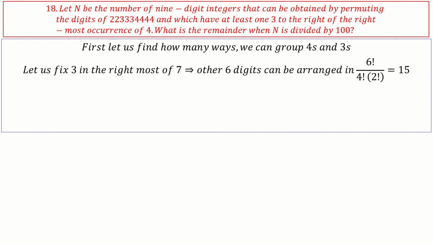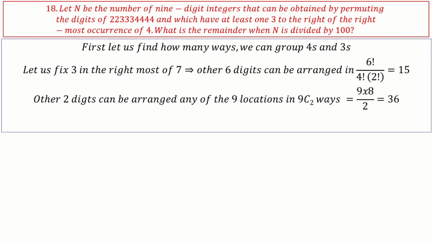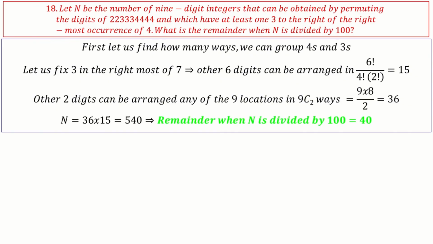Now these are the 7 digits arranged. Now I am left with the 2 twos. These 2 twos can be placed anywhere in between, at the front and back. So total 9 locations I will have with the 7 digits, correct? In between, and the beginning and ending. So in the 9 locations, anywhere I can keep these 2 twos. There is no rule for this one. So that can be arranged in 9C2 ways, which is 9 times 8 by 2, which is 36 ways. So the total number of arrangements is 15 times 36, which is 540. Now I need the last 2 digits, the remainder when n is divided by 100, which is 40. That is the answer. I think this is definitely easy for a 3 marks question.